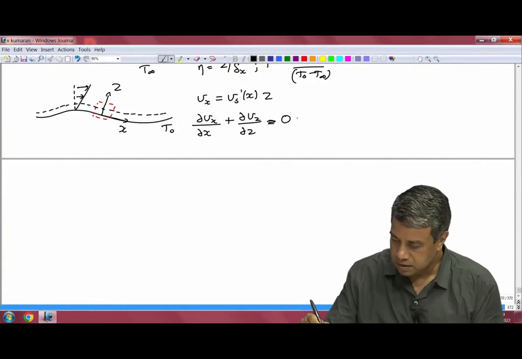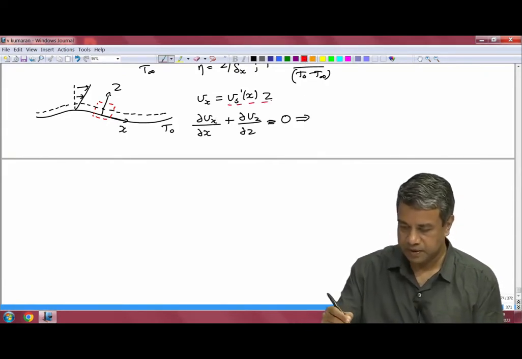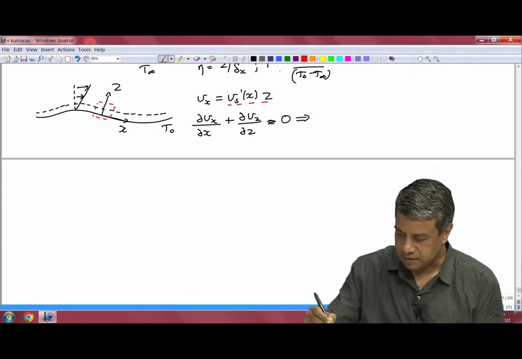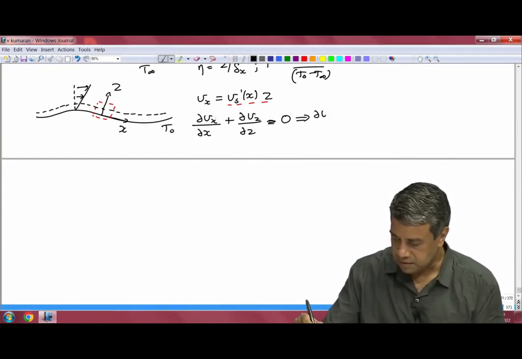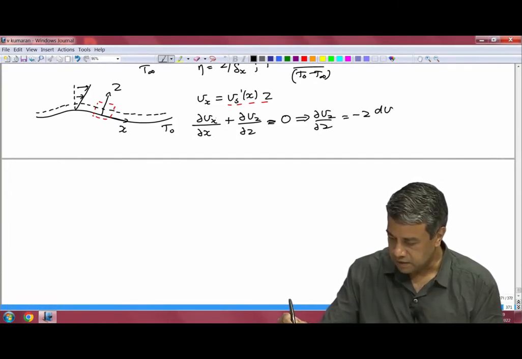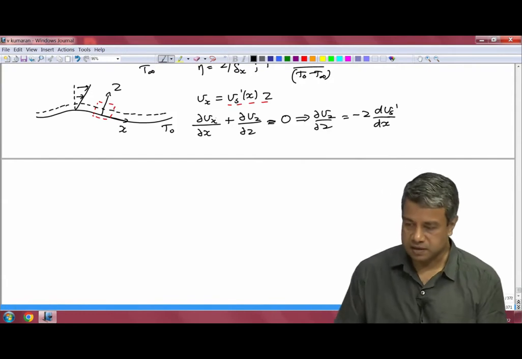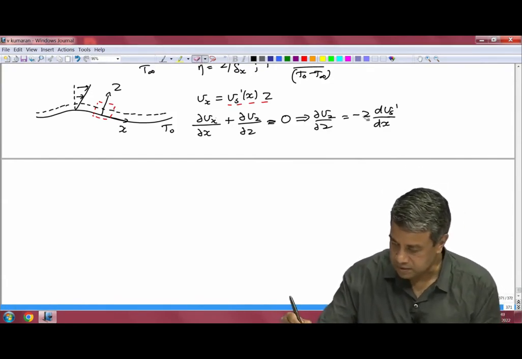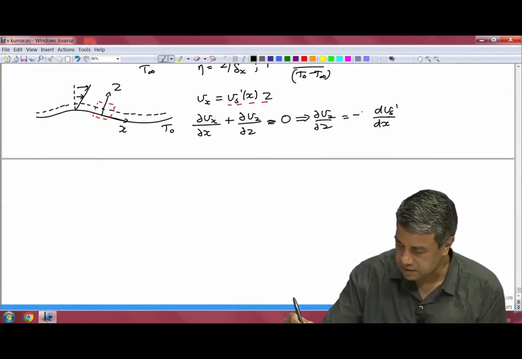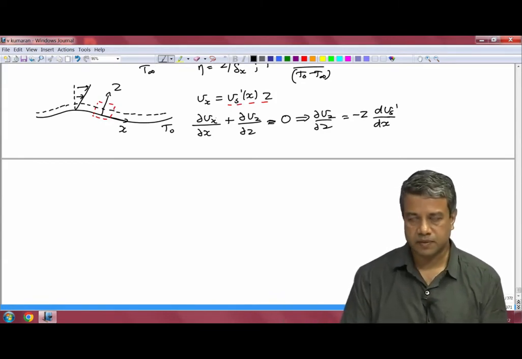Okay. So, substituting this expression for Vs prime, you can express partial Vz by partial z is equal to minus z into dVs prime by dx. I told you that the strain rate at the surface is in general a function of the streamwise coordinate. So, this is dVs prime by dx.